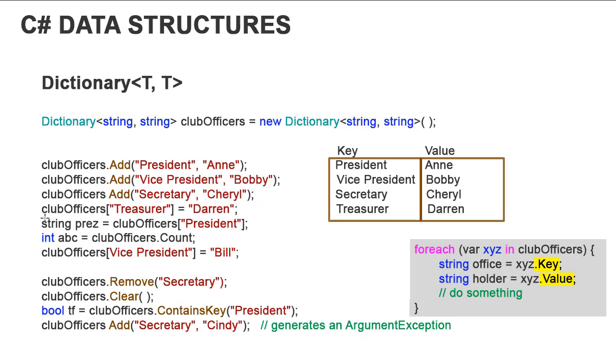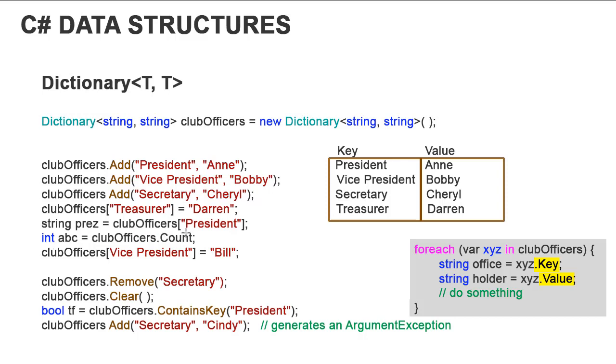On this 4th line, I'm specifying a different way of adding items, and that is I can use the key as an index and specify a value. So here I'm adding an index of treasurer and specifying the value as Darren. I can pull items out of that dictionary if I know the key. So club officers, the key here instead of an index number is the word president, and assigning it to a string of pres, and the value of pres in this case would be Ann.